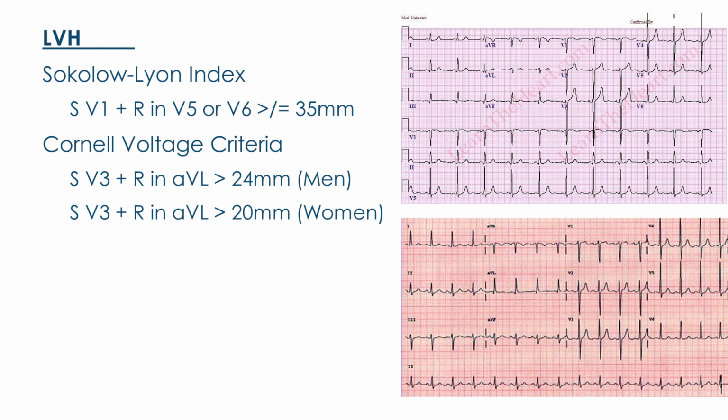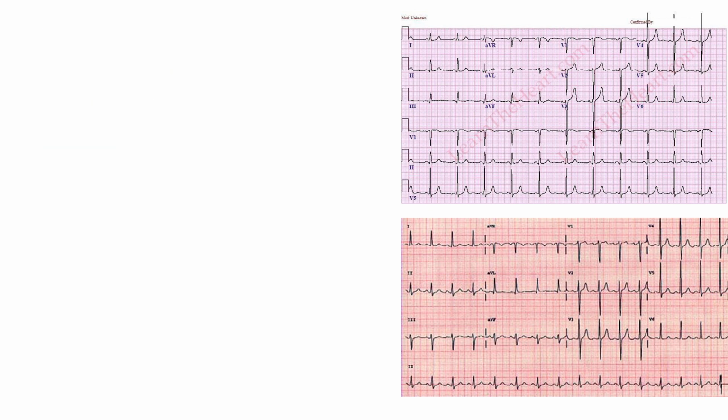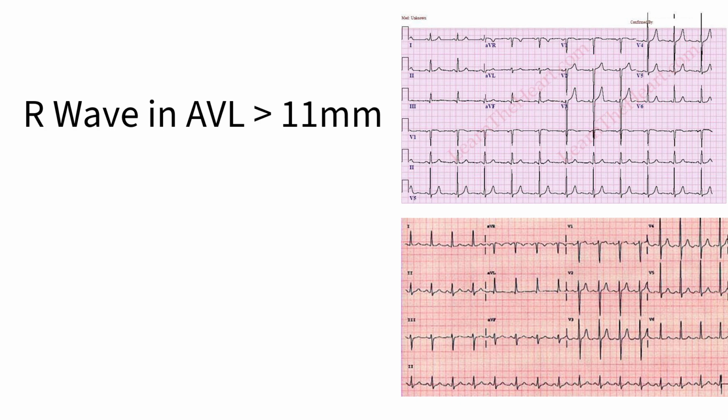In women, if we take the S wave in V3 and add it to the R wave in aVL, and it's more than 20 millimeters, that's positive. The easiest one to remember, though, is probably measuring the R wave in aVL. If it's more than 11 millimeters, that's positive. Just realize that if you only use one criteria, you will occasionally miss left ventricular hypertrophy.